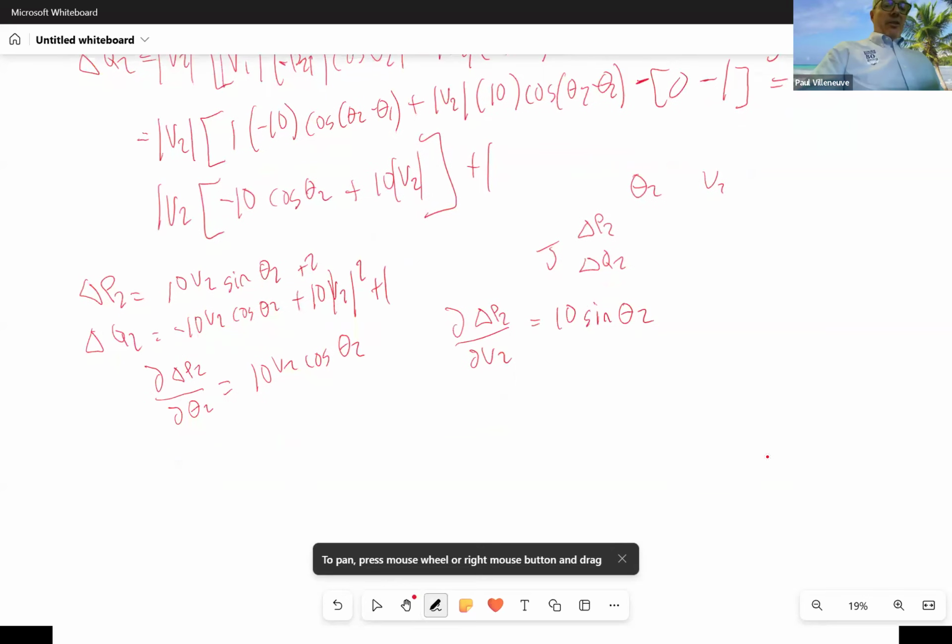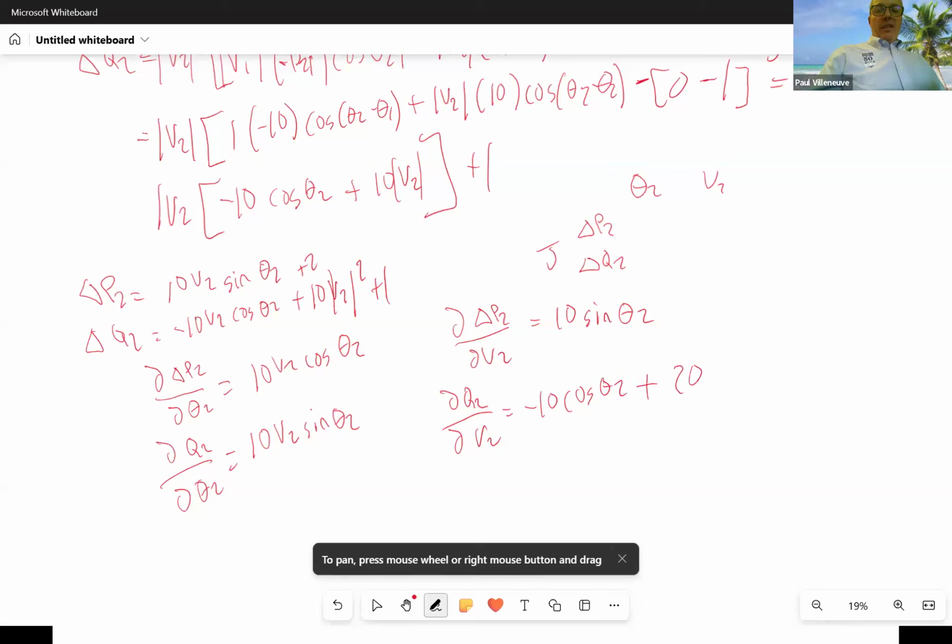My third power balance equation, delta Q2, with respect to theta 2. So the derivative of cosine is negative, right? Negative cosine, or negative sine, sorry. So that should be 10 V2 sine theta 2. And the last partial derivative I need, negative 10 cosine of theta 2 plus 20 V2 magnitude, right? Because that's V2 magnitude squared.